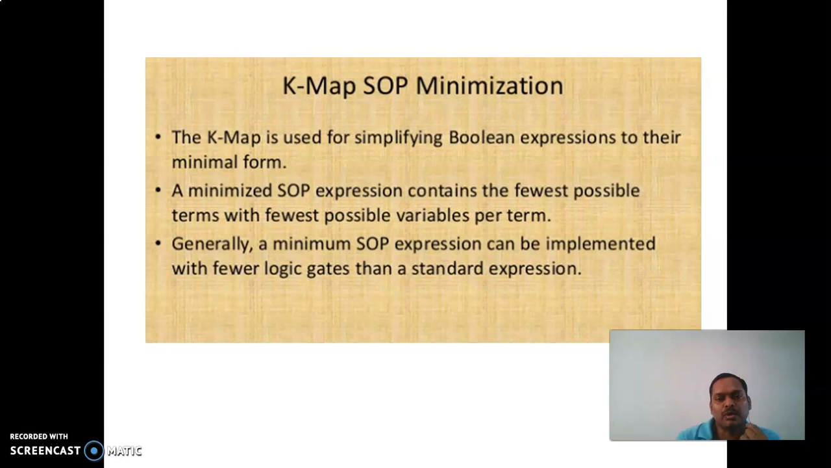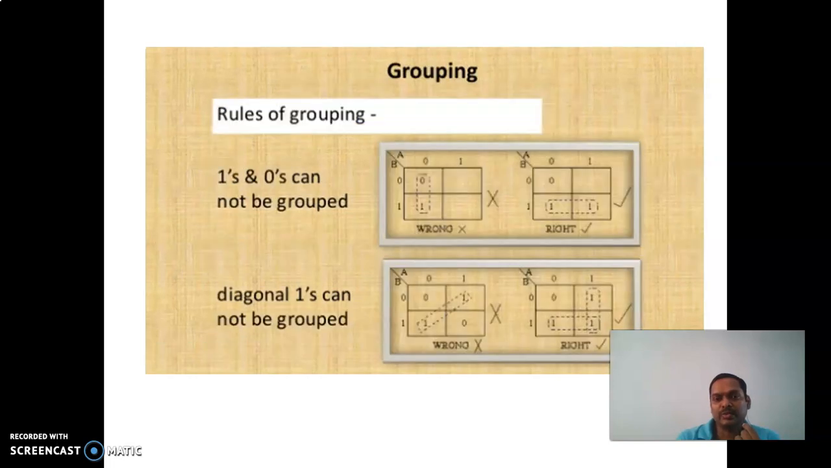K-map for sum of products minimization. The K-map is used for simplifying Boolean expressions to the minimal form, and the minimum sum of products expression contains the fewest possible terms with the fewest possible variables per term, and generally a minimum sum of products expression can be implemented with fewer logic gates than a standard expression.